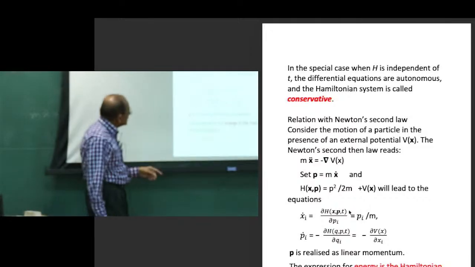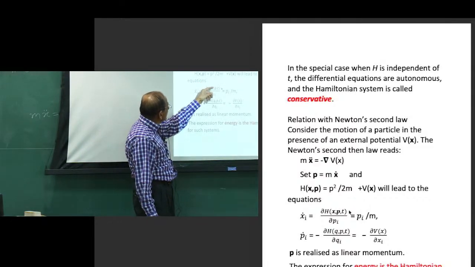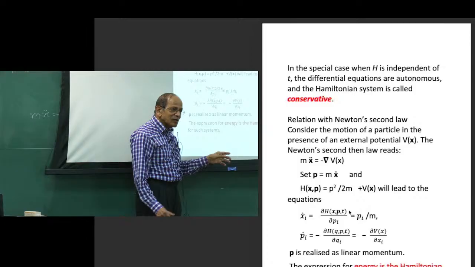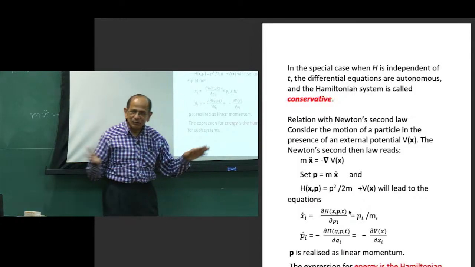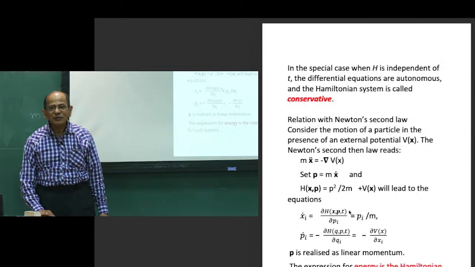And notice here I have taken energy as the Hamiltonian. So, for mechanical systems, this is the rule. If you consider the Hamiltonian, it is normally the total energy. That is the rule for mechanical systems.